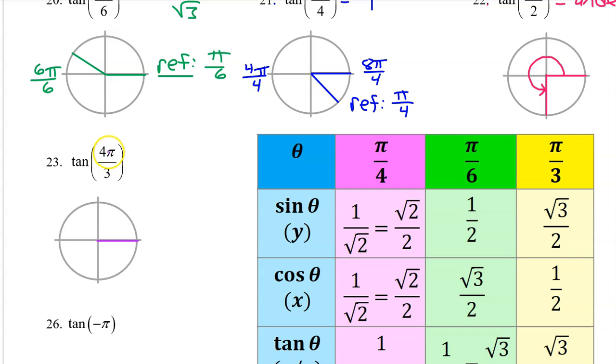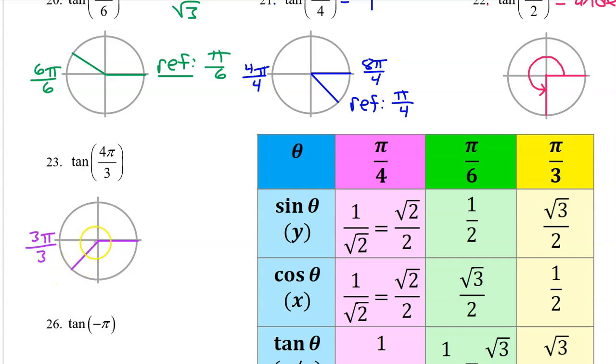In what quadrant is 4 pi over 3? Well, we can think of pi as 3 pi over 3. So 4 pi over 3 is 1 pi over 3 past 3 pi over 3. That's in the middle of the third quadrant.